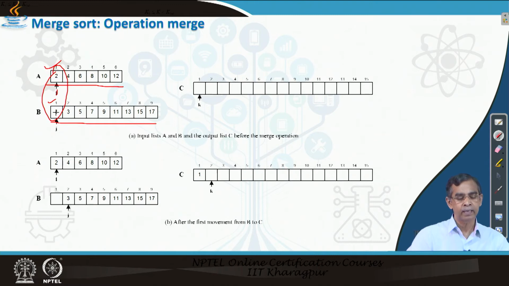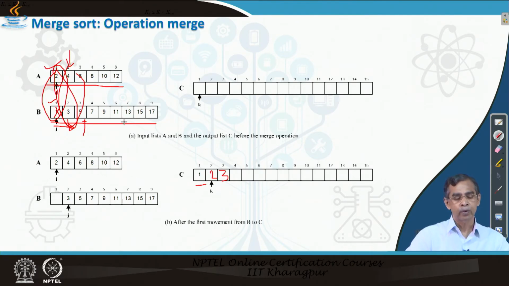Here 1 is the smallest number, so 1 will come here. Once it is moved, this position is empty, so the pointer will move to the next element, which points to 3, and the other is 2. Now, next again 2 and 3 we have to compare. Then 2 will go, so 2 will be here, and this pointer will move. Then 4 and 3, so 3 will come here, and this pointer will move to the next one. So, this way, once an element is moved to the output list, the pointer of the list it came from will move towards the right.